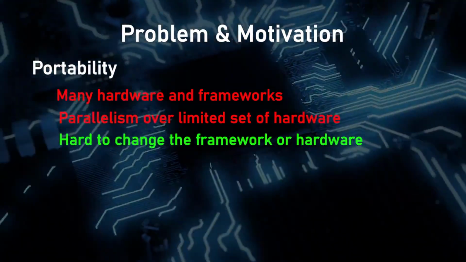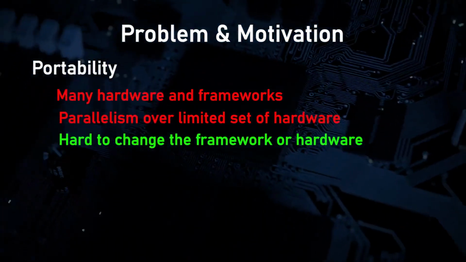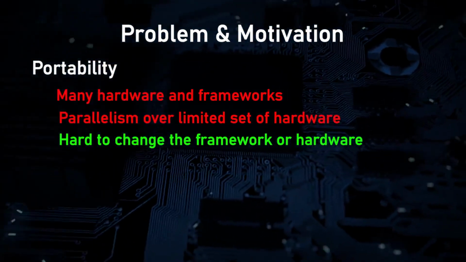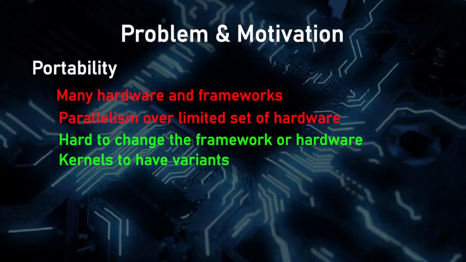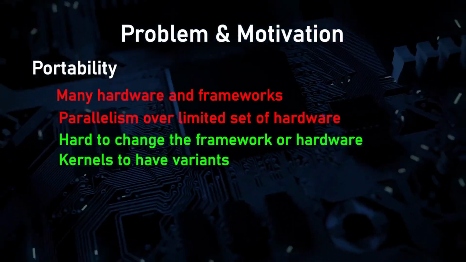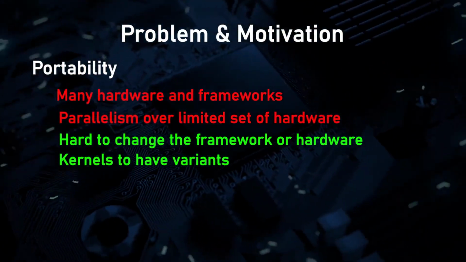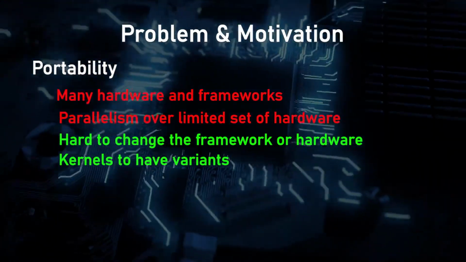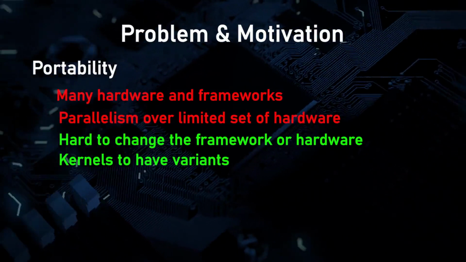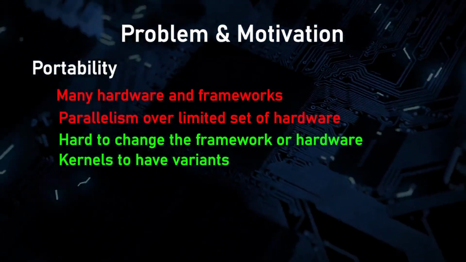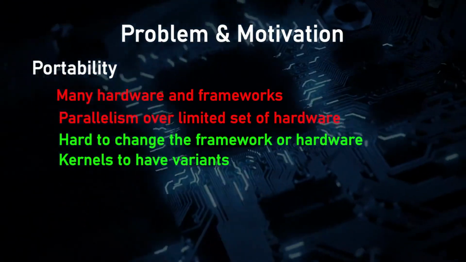So it will be hard to change the framework or hardware once you have chosen it, leading to issues with portability. It is not uncommon for HPC application kernels to have variants. The execution plan is where these variants differ mostly from one another, meaning the optimization part is what actually is varying. So instead of having separate implementations of the same kernel, we can have more portability if we can choose the optimizations at runtime.